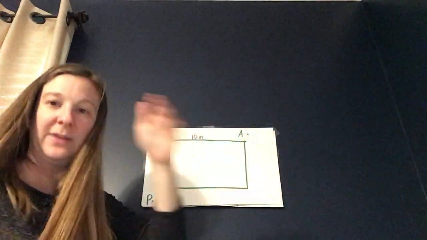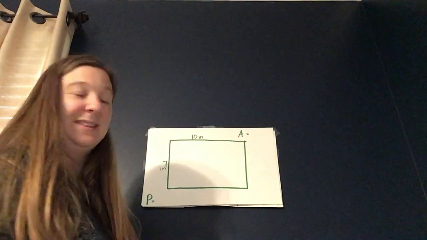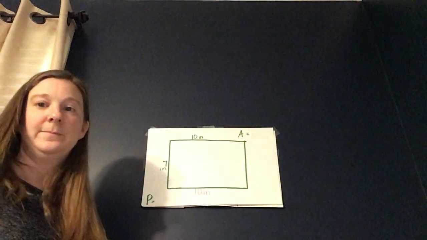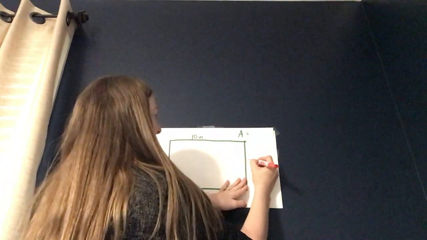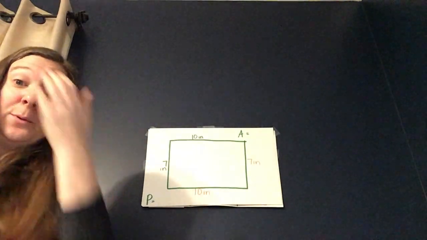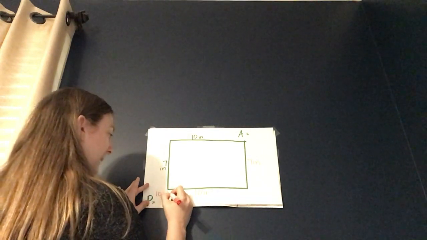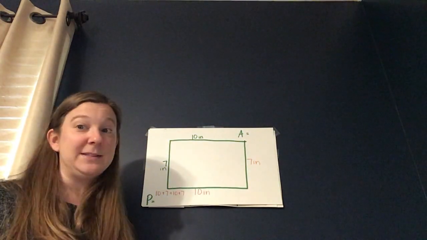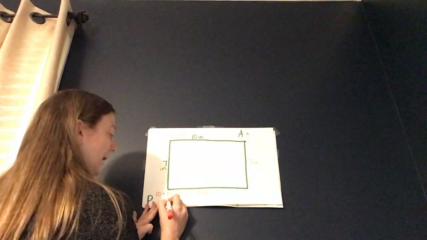Now, we just talked about the idea that if the distance is 10 along the top of my rectangle, the distance on the bottom of my rectangle is also going to be 10 inches. If the distance is 7 on this side, it should also be 7 on this side as well. So in order to find the perimeter, I need to add all of the sides up. 10 plus 7 plus 10 plus 7. I know that 10 plus 10 is 20. I know that 7 plus 7 is 14. 20 plus 14 gives me a total of 34 inches.